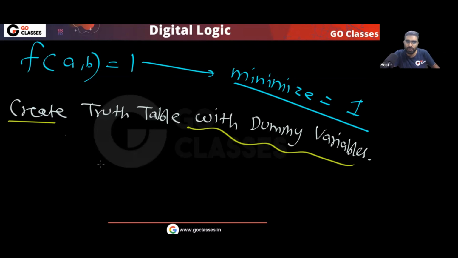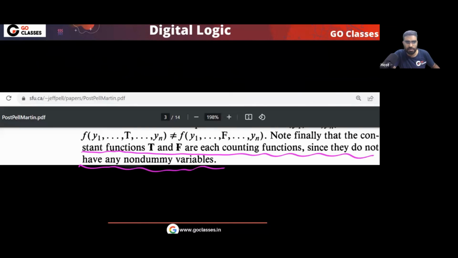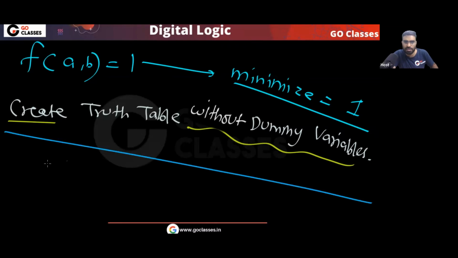Now, because there is no non-dummy variable here, everything is dummy. A is also dummy, B is also dummy. So create truth table without dummy variable. That is the reason I can say there will be no truth table to create. So that is the reason I can say, remember, this constant function is linear. So this is the simple point.